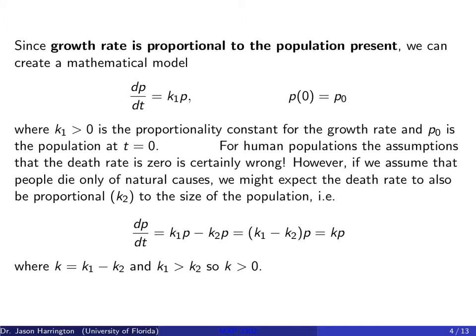Now, since the growth rate is proportional to the population present, this is our model. So this is our growth rate, and we're going to have K1, which is our constant of proportionality, and then we have times P. So that's what this particular statement says. And we can create a mathematical model. So this is our model, and then we have P naught is going to be our initial population.